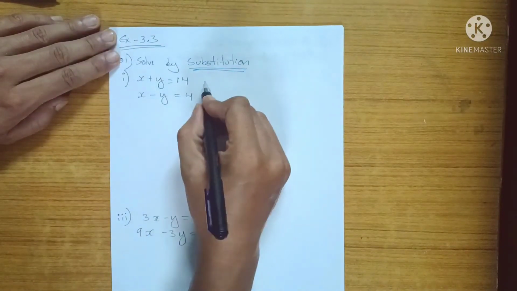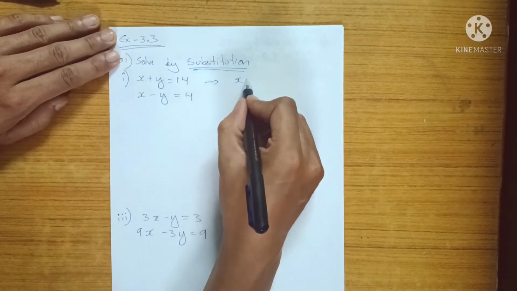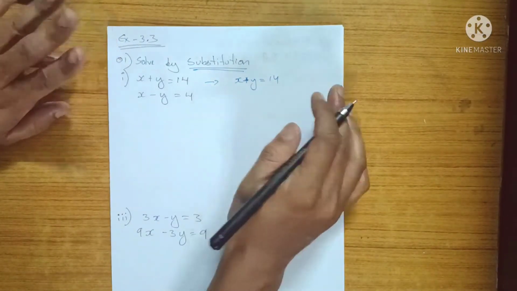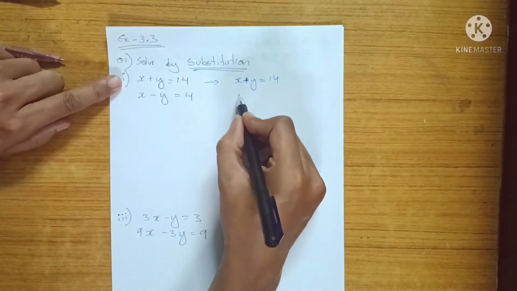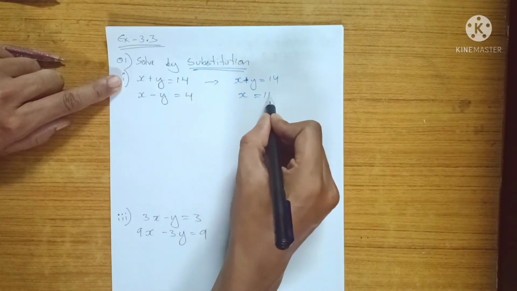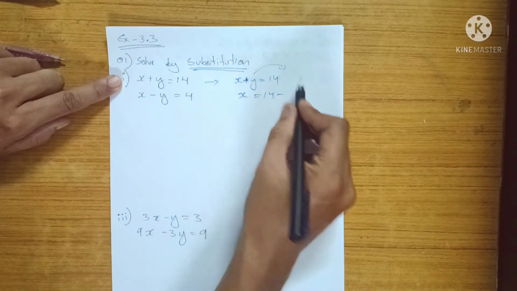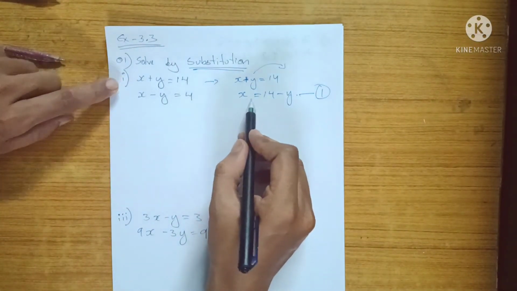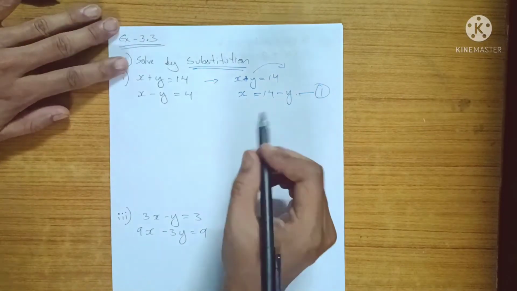In the substitution method, you take the first equation, x plus y equal to 14. Then you separate x or y. It doesn't matter which one; you will get the same result. In this case, I'll separate x. Y, if I put it this side, becomes minus y. So once you have separated x, that will be your equation 1.